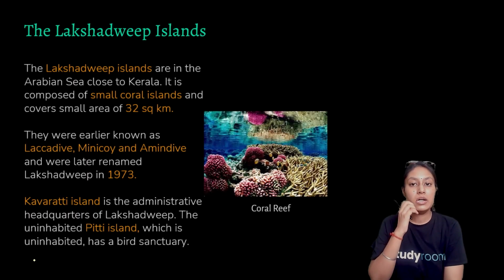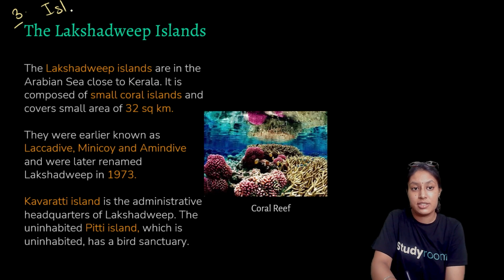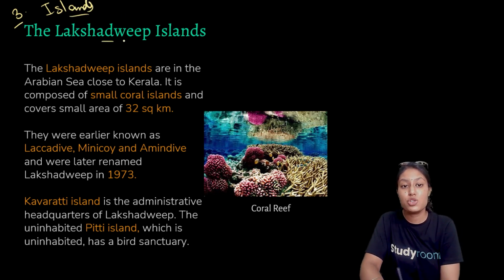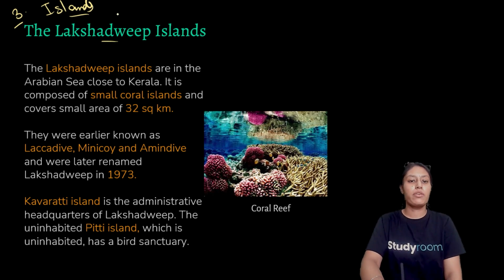Now our next and last physiographic division is islands. We have two major islands in our country. One is Lakshadweep, second is the Andaman and Nicobar Islands. We'll talk about both of them.